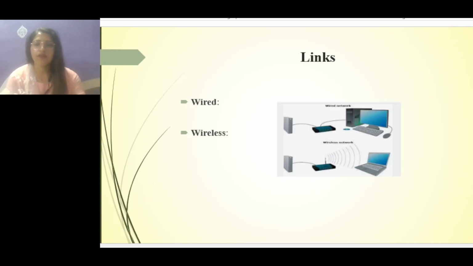There can also be a wireless connection. You are all very much aware of wireless connections. Your mobile phone is one of the best examples. The connection is established via radio or other electromagnetic signals. Here you do not have a guided medium, so that is a wireless connection. So a link can be wired or wireless.